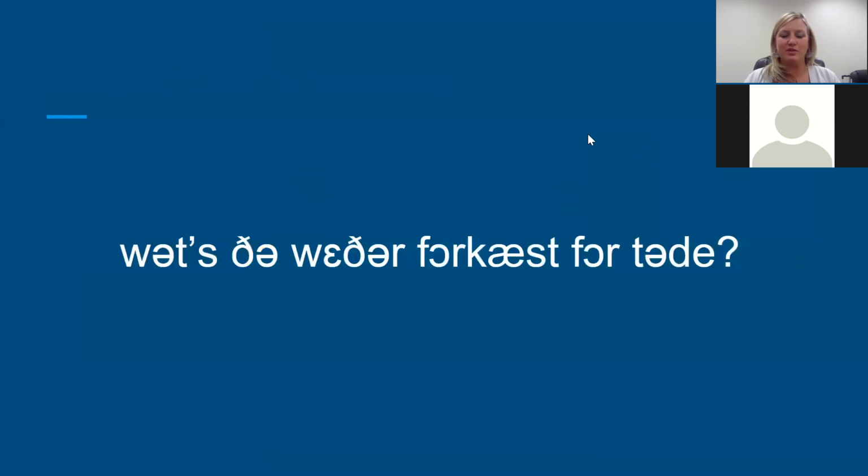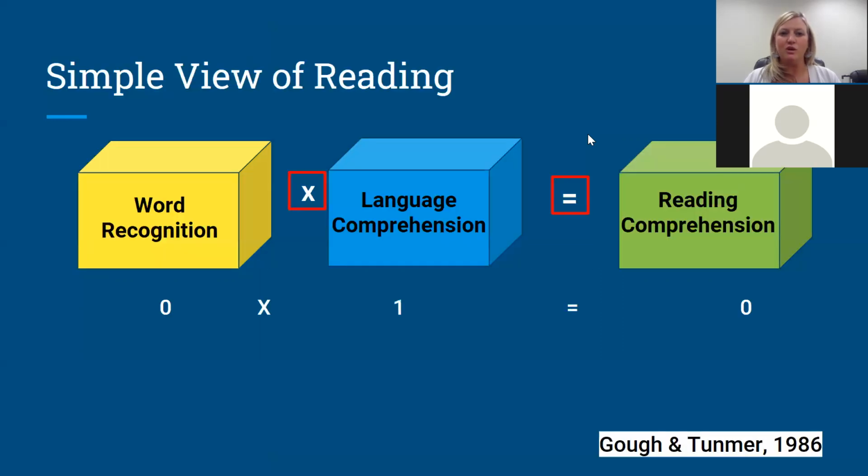Looking at the last example then, if I gave you this, you might not know the decoding of some of that font that's in front of you. However, if you read through it, "What's the weather forecast for today," you would have the language comprehension of what's the weather forecast for today. But multiplied by not having the word recognition still ultimately gives you a 0 in the reading comprehension category.